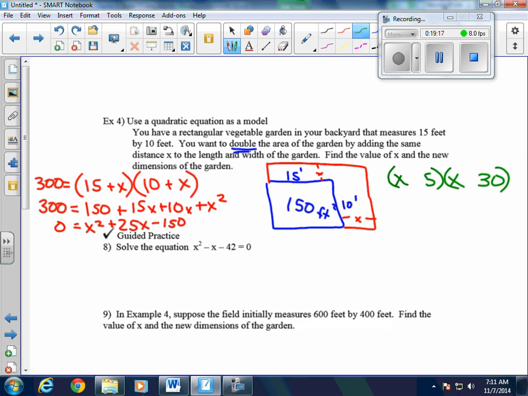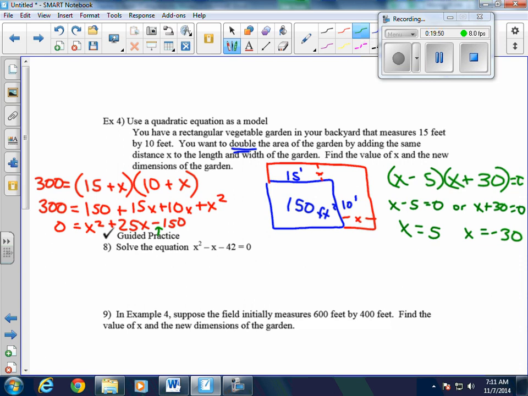We notice here that the signs are different. So I want the bigger one to be positive, so it's going to be plus 30 and minus 5. So now we set these equal to 0. x minus 5 equals 0, or x plus 30 equals 0, which means that x is going to equal 5, or x is going to equal negative 30. Now, if we think about this a second, which one of these is going to be our answer? Well, obviously, it has to be x equals 5.